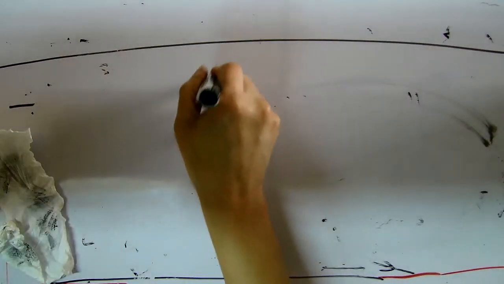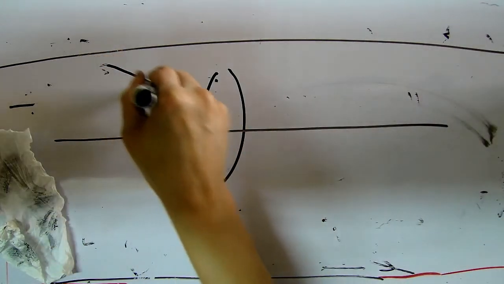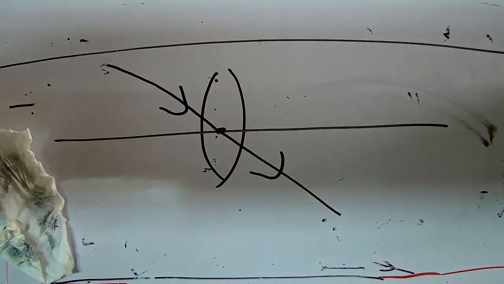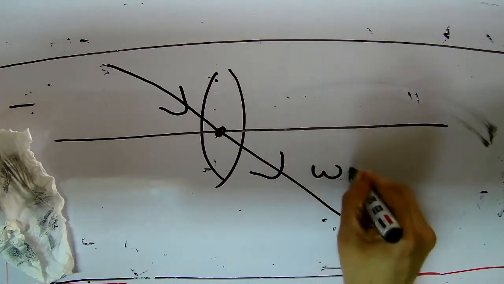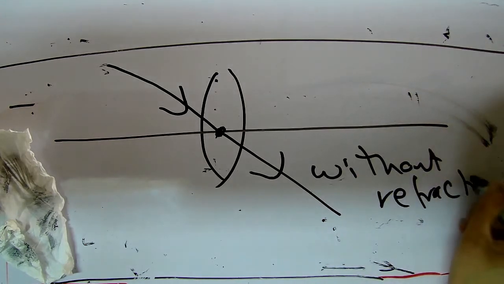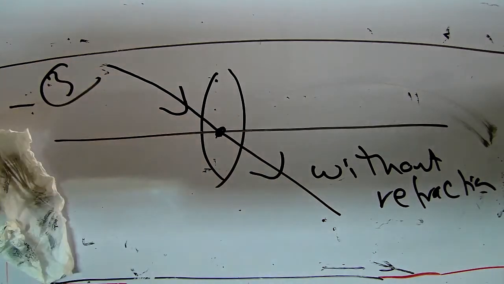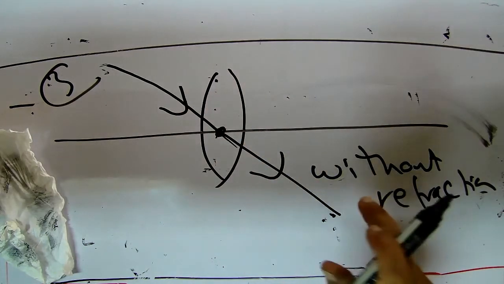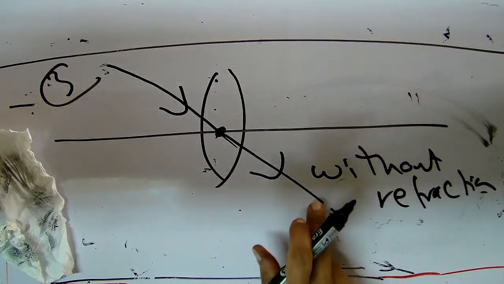Third case: if the light ray passes through the optical center of the lens, it passes without refraction.